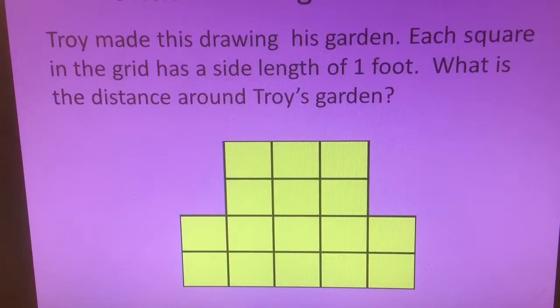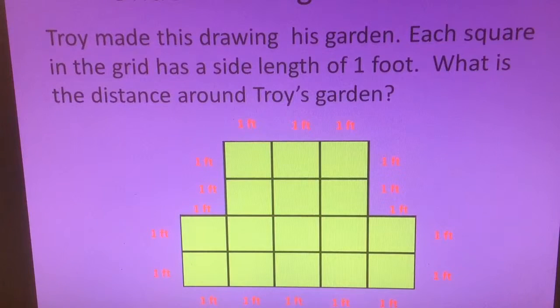Troy made this drawing of his garden. Each square in the grid has a side length of 1 foot. What's the distance around Troy's garden? Students needed to count each of the edges in order to know what the distance is around Troy's garden. They counted 1 foot for each of these sides. They added up all those 1 feet, 18 feet all together.